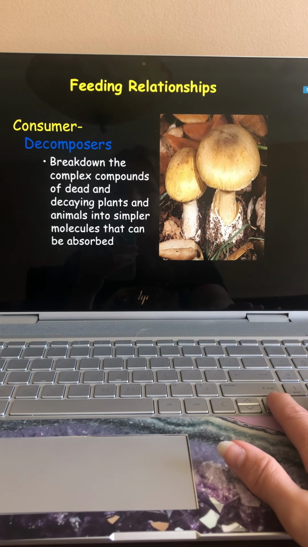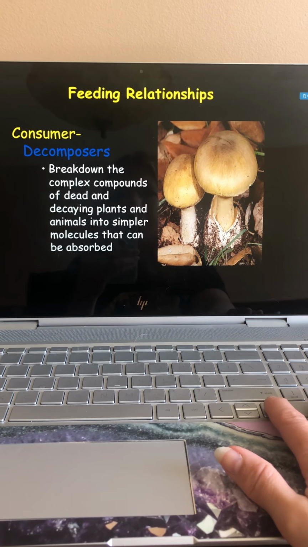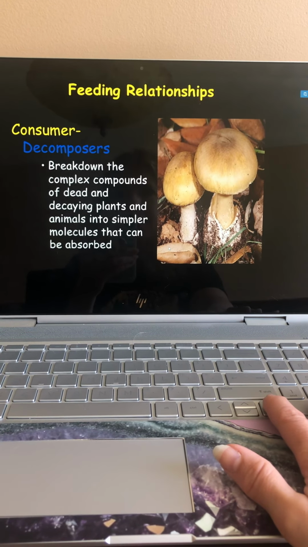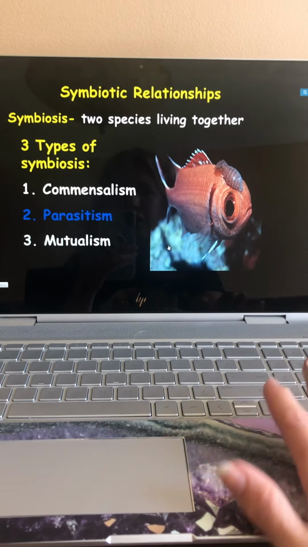And consumers, another example is decomposers. They break down the complex compounds of dead and decaying plants and animals into simpler molecules that can be absorbed back into the environment. All right, we're going to stop there.